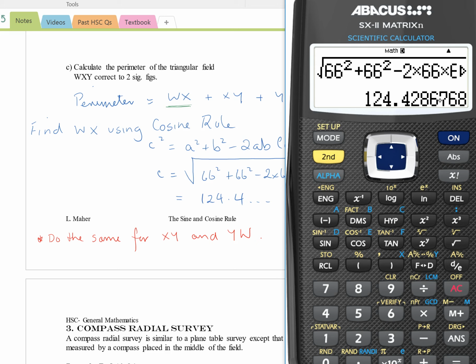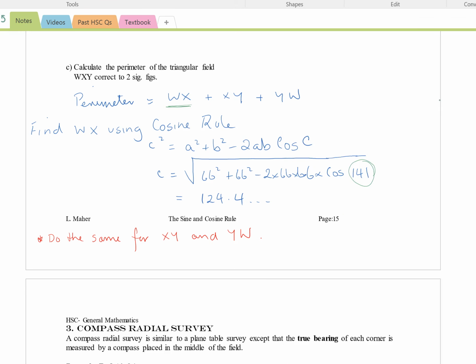The question actually says find the total perimeter correct to 2 sig figs. I wouldn't round, and I suggest you don't round this answer to 2 sig figs because that's introducing too much error. Certainly I'm down to 4 sig figs, and that would be adequate. You could round to 4, knowing that when you find the length of the other two sides, following exactly the same process with the cosine rule, you would round them also initially maybe to 4 sig figs, add all three together, then finally round it to 2 sig figs.